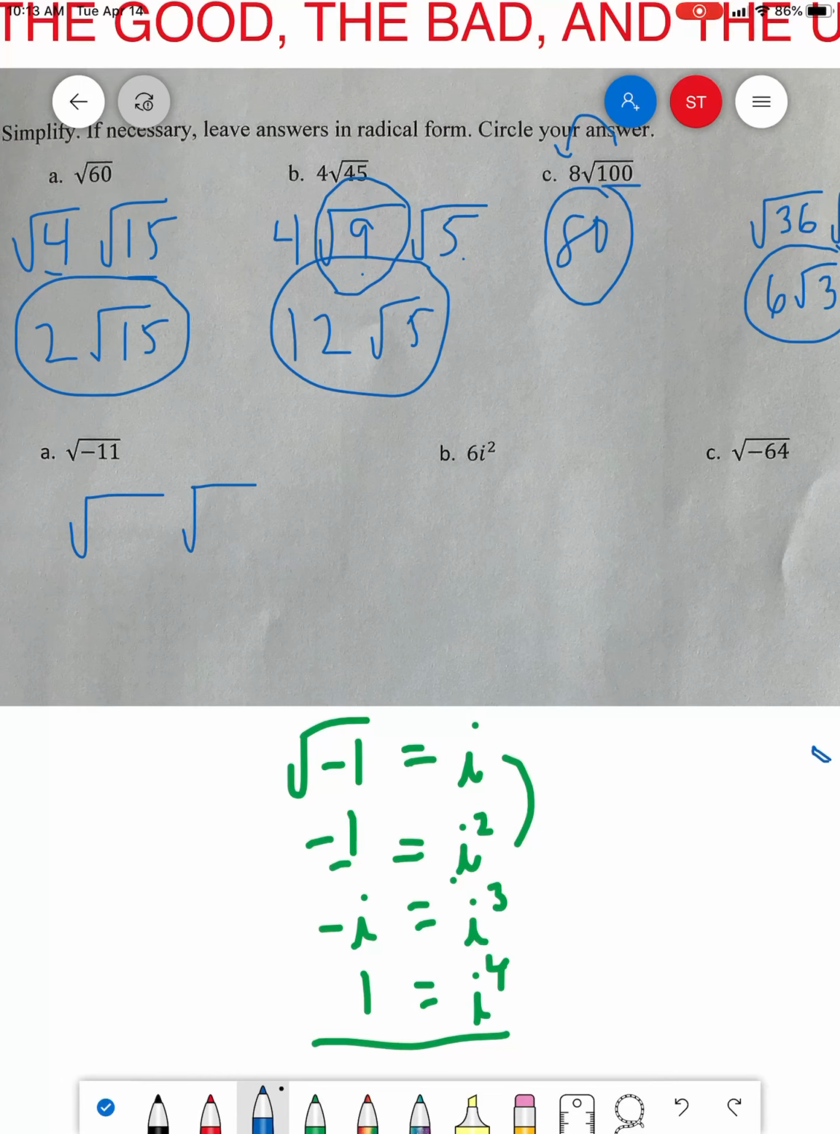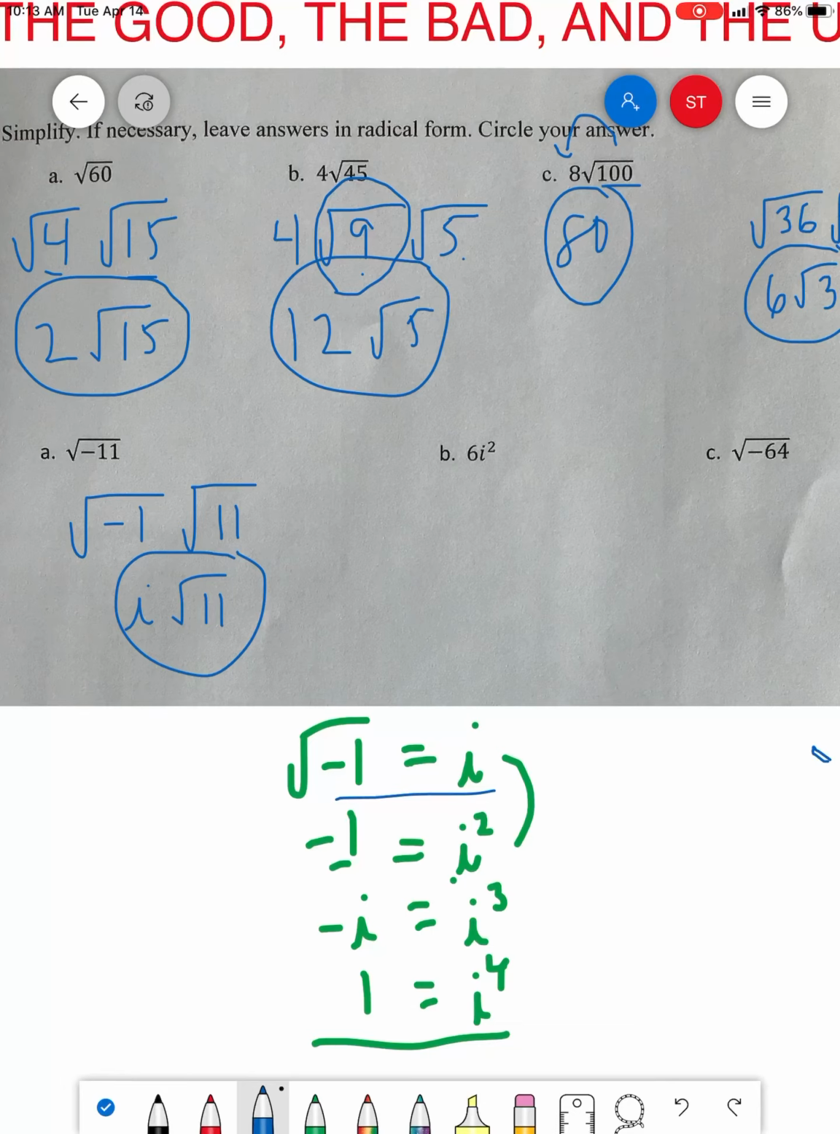Okay, well, if we pull that -1 out, is this legit? Is square root of -1 times square root of 11 square root of -11? Yes. What's the square root of -1? Well, it says it right here. It's i, so my answer is i radical 11.